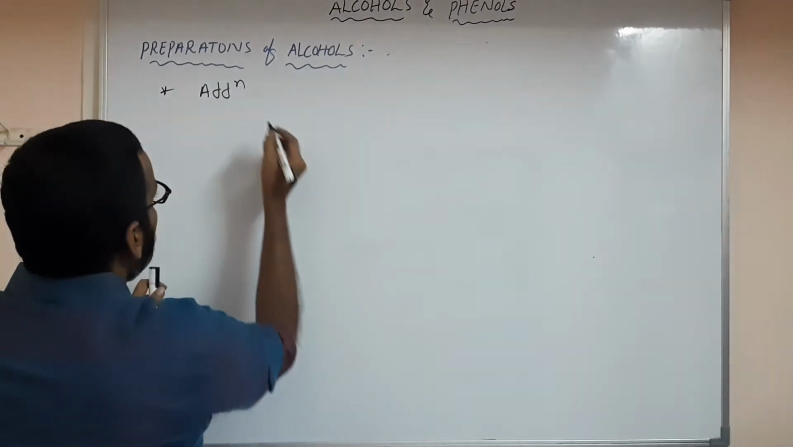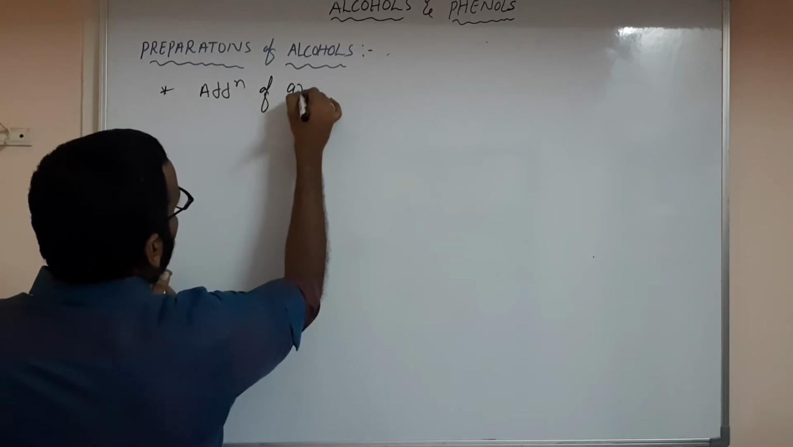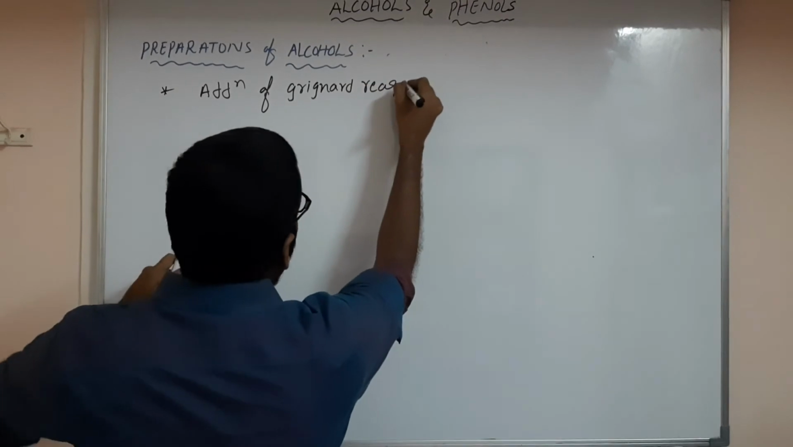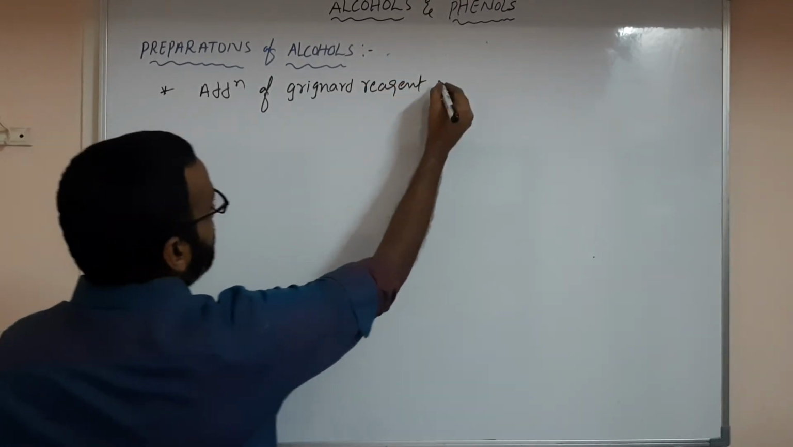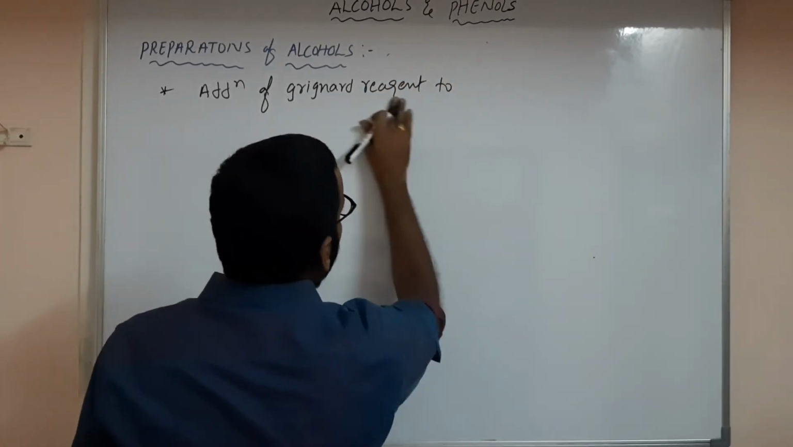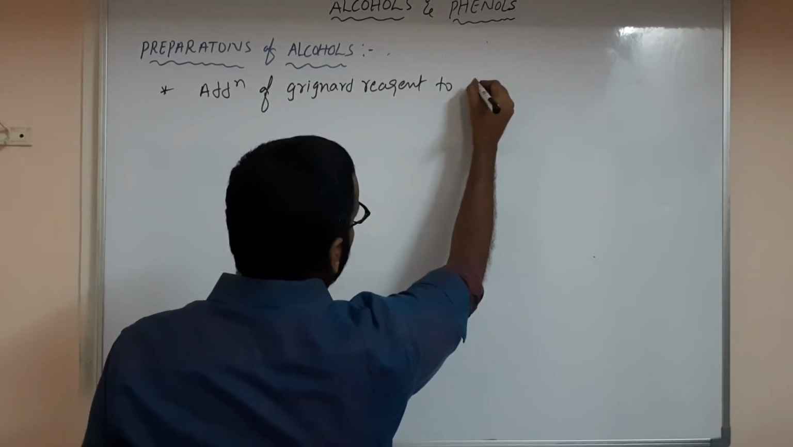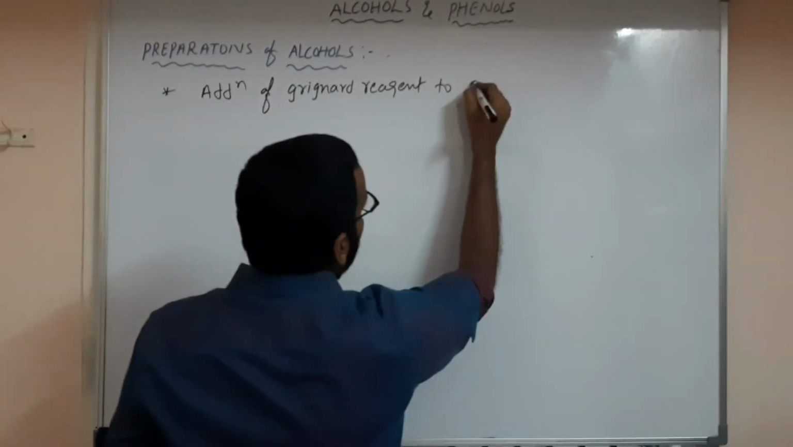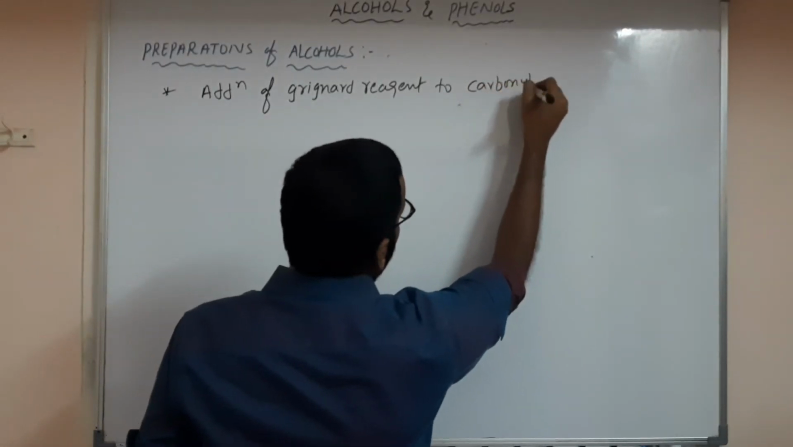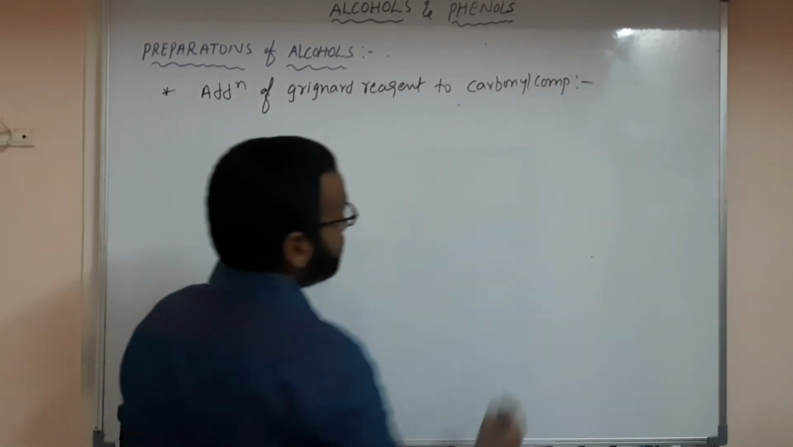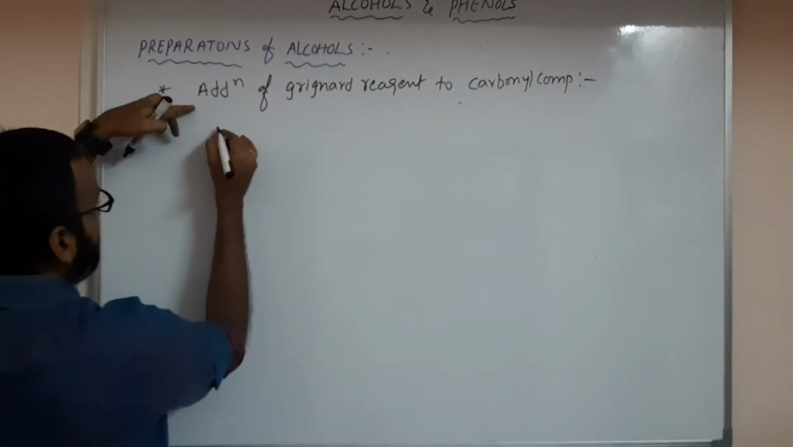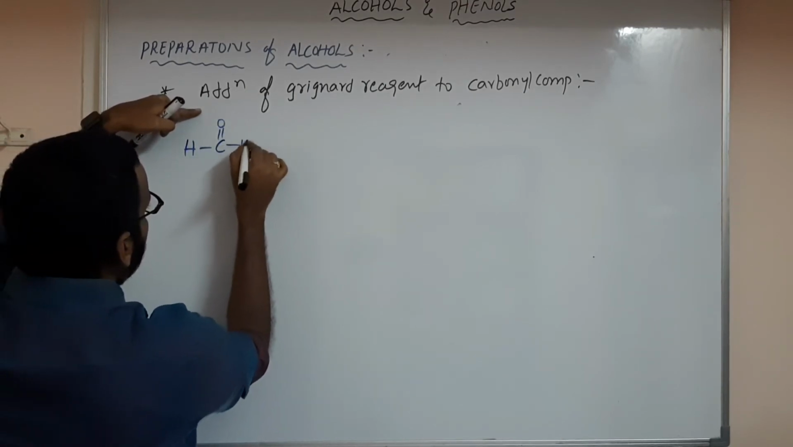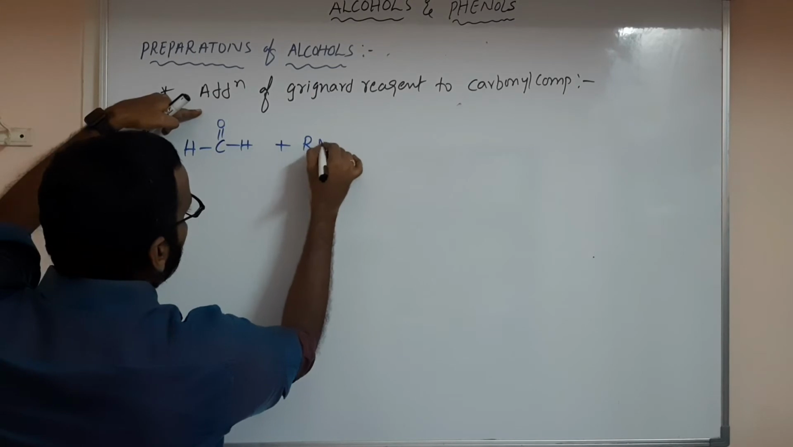In the next chapter we will discuss addition of Grignard reagent to carbonyl compounds. Simply I can write carbonyl compound. So I'll take formaldehyde, HCHO, and I am taking some RMgX, the Grignard reagent I already gave.